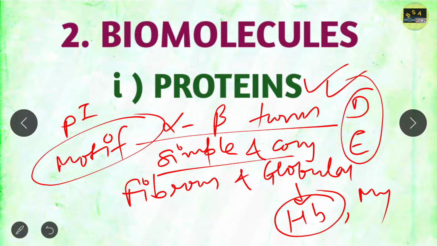Salting out, salting in, all these things you should know. And Ramachandran plot, although you may not get a question from the Ramachandran plot, you have to know it. You should have the idea about the dihedral angle. So about proteins you should note all these things, right?